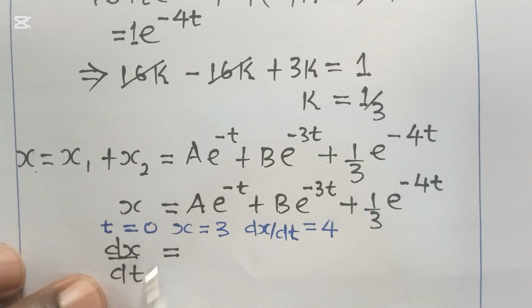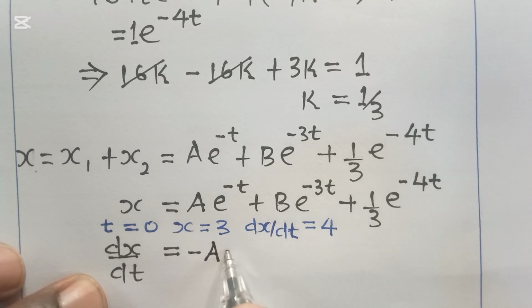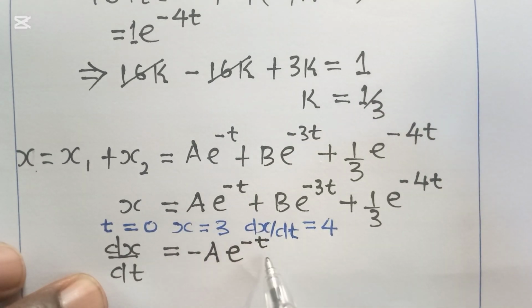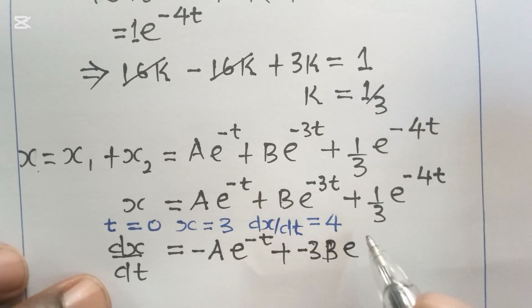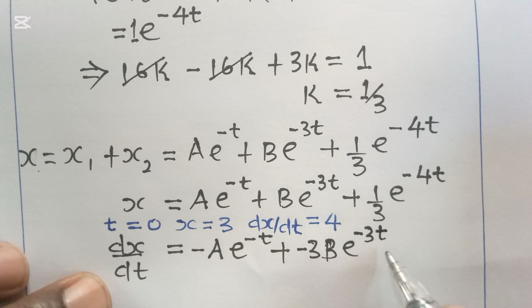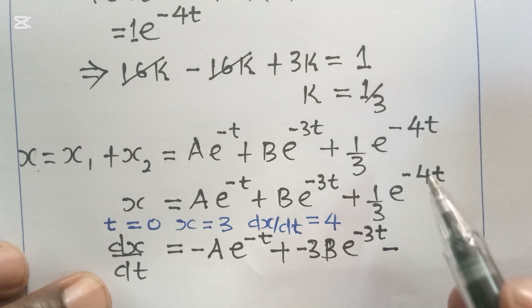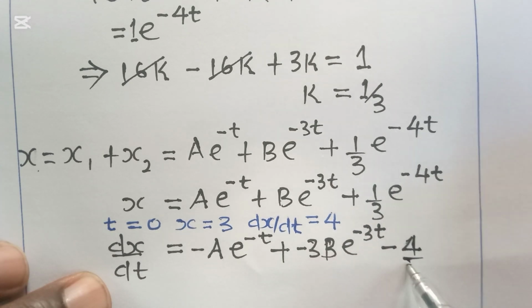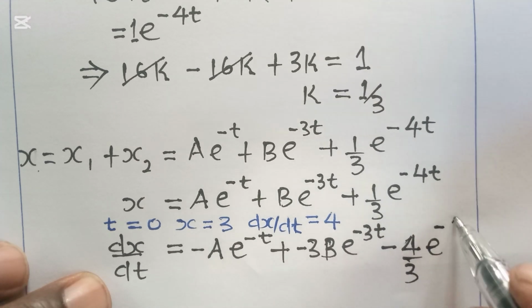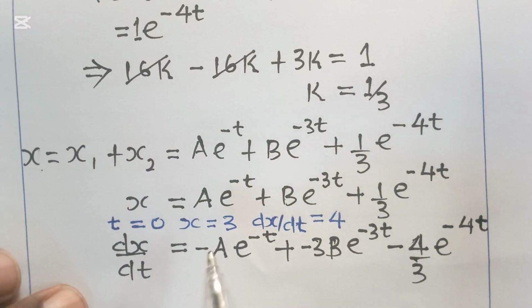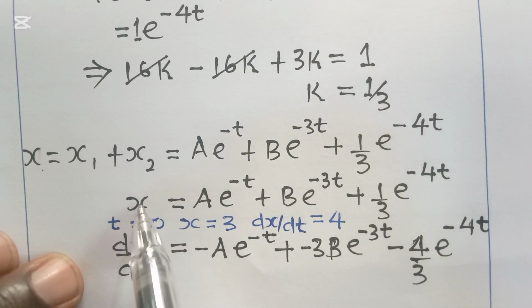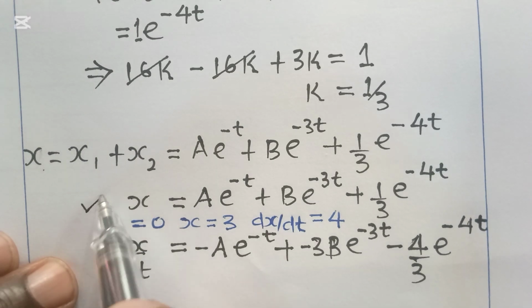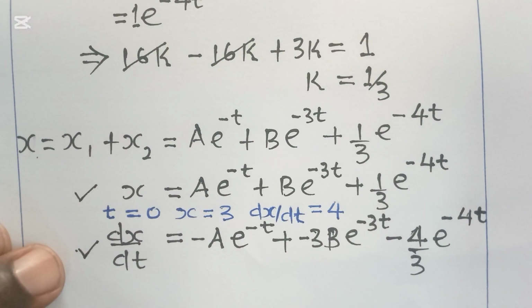So we first of all differentiate that, and we are going to get negative a e raised to negative t, plus negative 3b e raised to negative 3t, plus negative 4 over 3 e raised to negative 4t. From there, we can now put in our conditions. Remember, our conditions are for dx/dt, which is this, and also for x equals 3, which is this equation. So we have these two equations that we are using to check on our conditions.